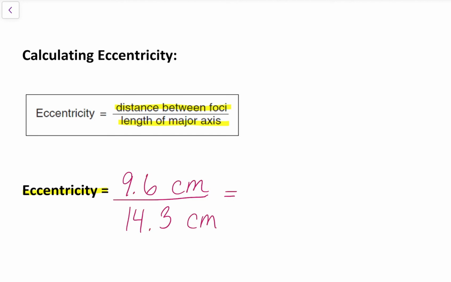So again, 9.6 divided by 14.3. On my calculator, I get 0.67132. For eccentricity, we want to round to the nearest thousandth. The nearest thousandth is 3 numbers after the decimal. So in this case, I'm going to find the third number after the decimal, which is a 1, and I need to decide if I should round. I look at the number next to it. It's a 3. 3 is less than 5, so I do not need to round. My final eccentricity is 0.671.